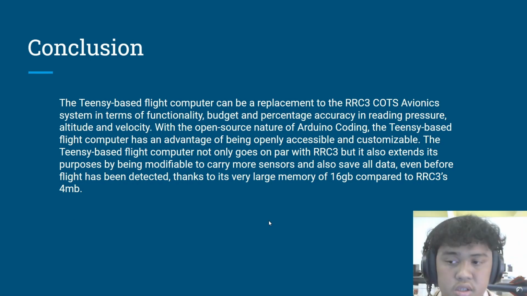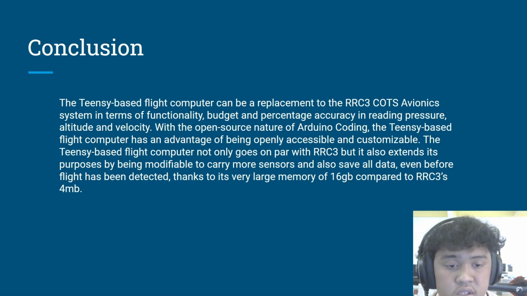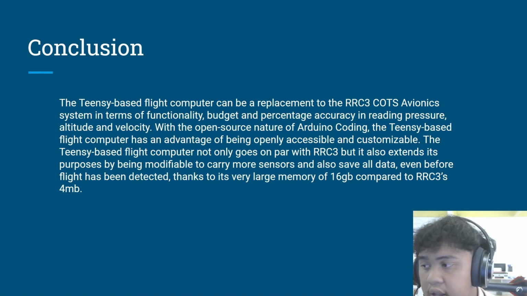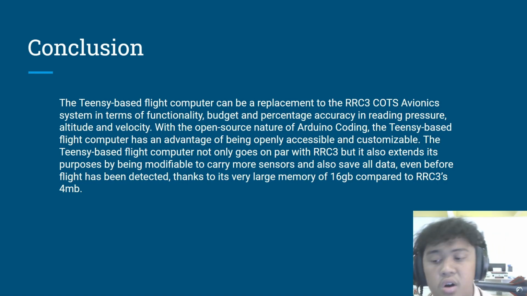And lastly, for the conclusion, the Teensy-based flight computer can be a replacement for the RRC3 commercial off-the-shelf avionics system in terms of functionality, budget, and percentage accuracy in reading pressure, altitude, and velocity. With the open source nature of Arduino coding, the Teensy-based flight computer has the advantage of being openly accessible and customizable. It not only goes on par with the RRC3, but also extends its purposes by being modifiable to carry more sensors and saving all data even before flight has been detected, thanks to its very large memory of 16 gigabytes compared to the RRC3's 4 megabytes.